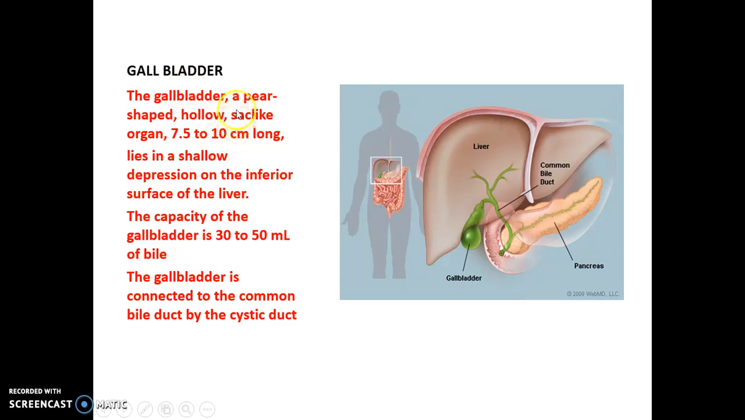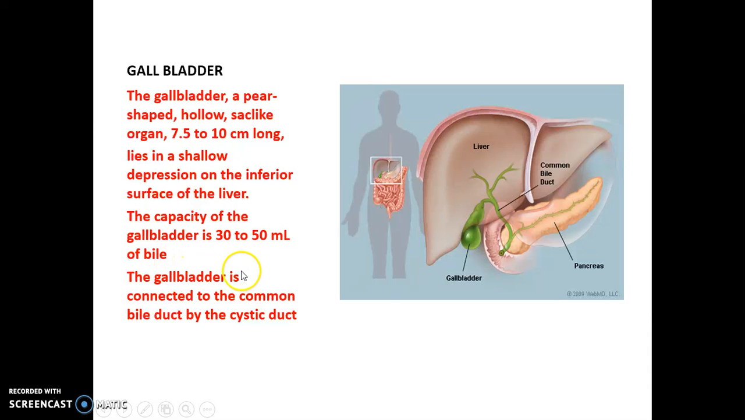The gallbladder is a pear-shaped, hollow, sac-like organ, 7.5 to 10 centimeters long, which lies in a shallow depression on the inferior surface of the liver. You can see the gallbladder on the inferior surface of the liver in a shallow depression. The capacity of the gallbladder is 30 to 50 milliliters of bile.